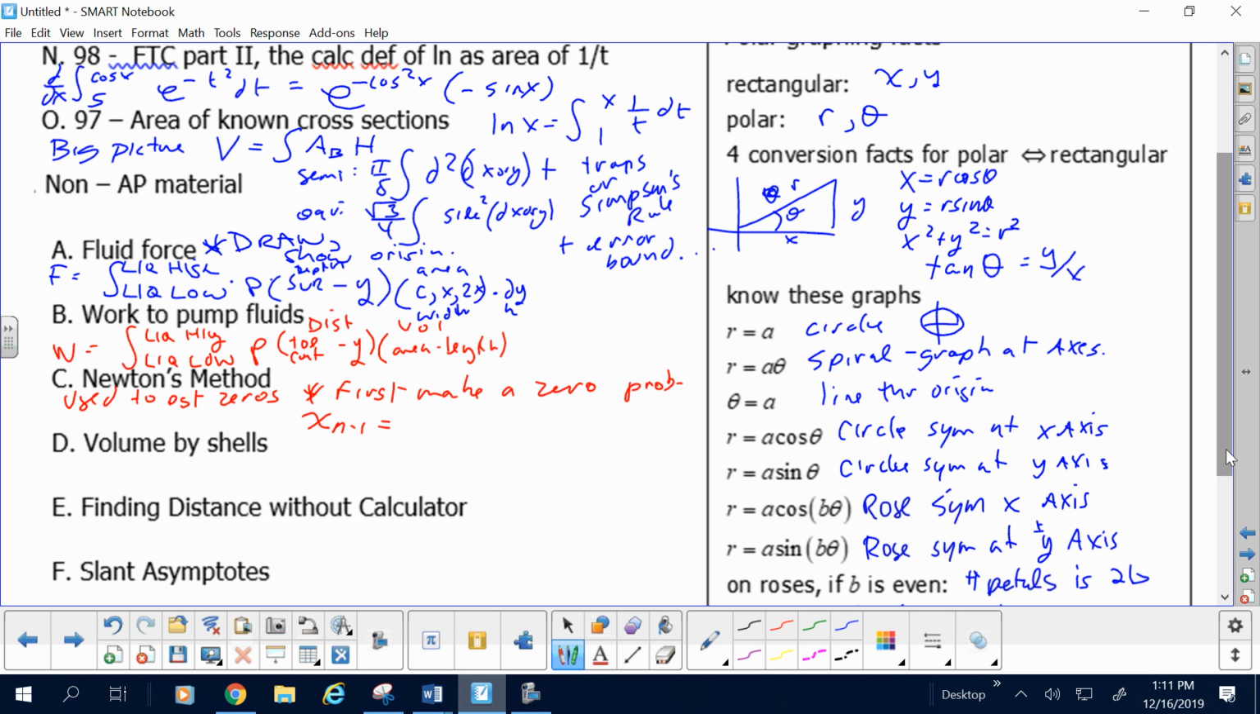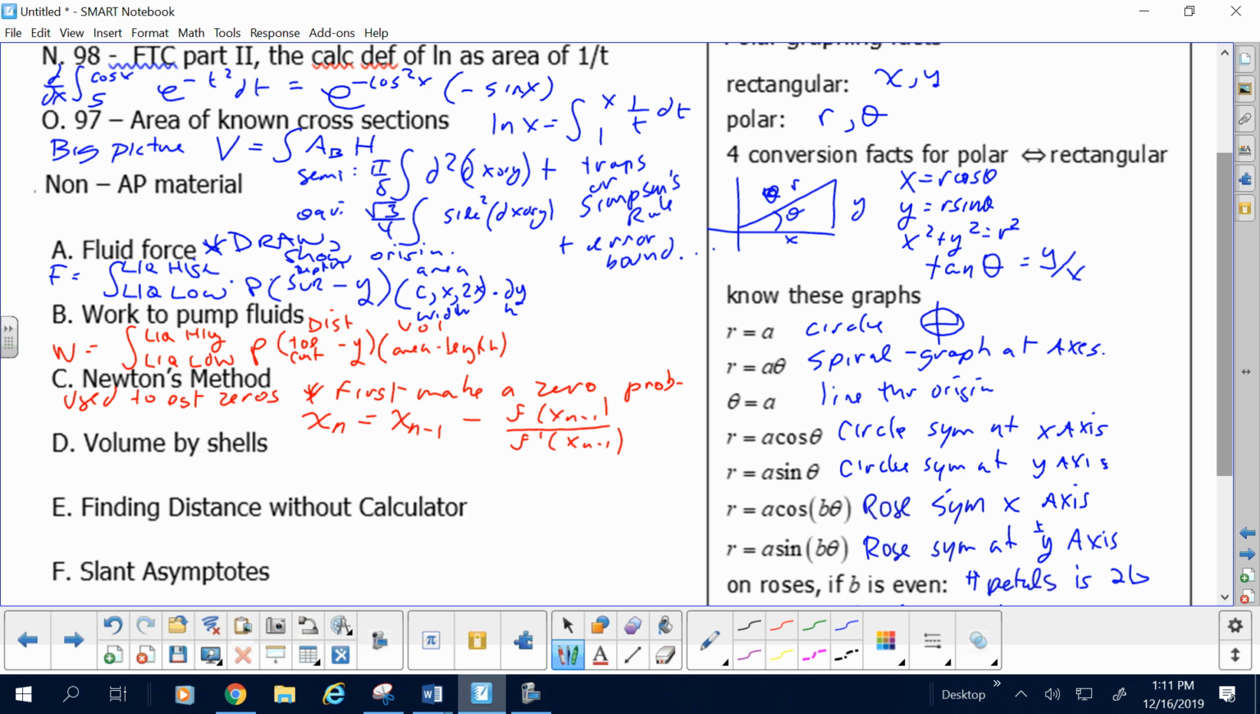The nth iteration of Newton's method is? Let's say n minus 1, is it minus or plus? Minus f or f prime on top? Okay. Make sure you show the function and the derivative somewhere in your work.